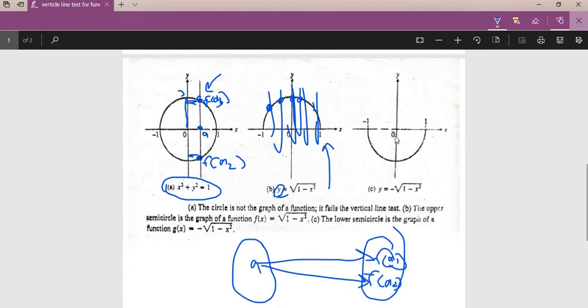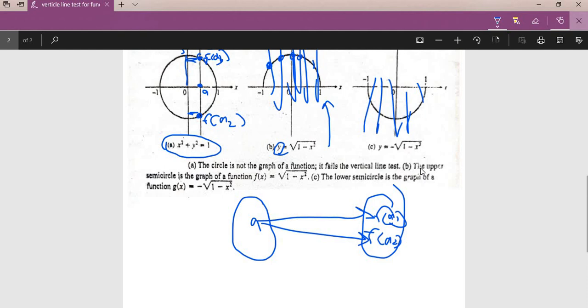Similarly for this one as well, if you draw a vertical line anywhere in the interval, we see that the line touches the graph at a single point. So the conclusion is that if a vertical line touches a curve at more than one point, then that curve is not the graph of a function. And if a vertical line touches a curve at a single, unique point, then that is the graph of a function.